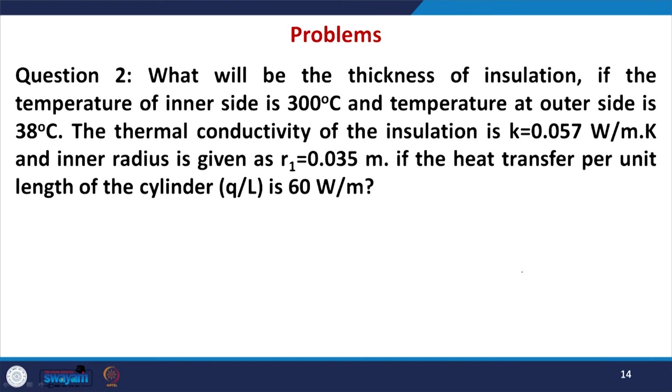Now let's talk about the second question. What will be the thickness of insulation if the temperature of inner side is 300 degrees Celsius and temperature at outer side is 38 degrees Celsius. The thermal conductivity of the insulation is K equal to 0.57 watt per meter Kelvin, and the inner radius is given as R1 equal to 0.035 meter. Now if heat transfer per unit length of the cylinder, that is Q over L, is 60 watt per meter, let us solve this particular problem.